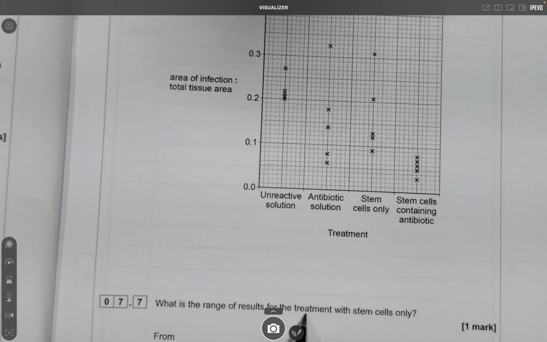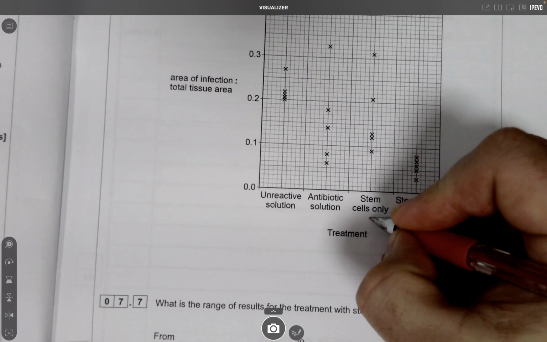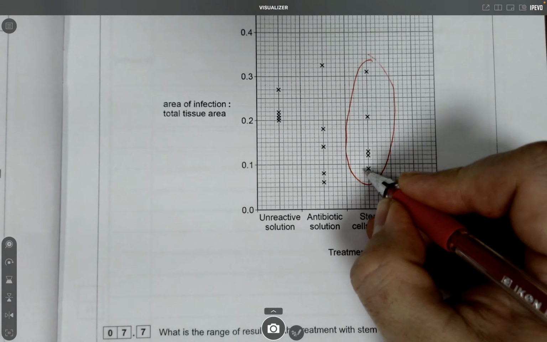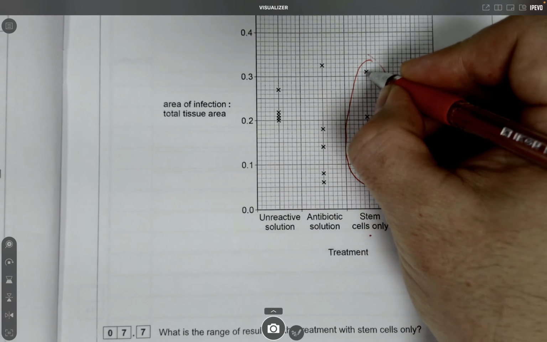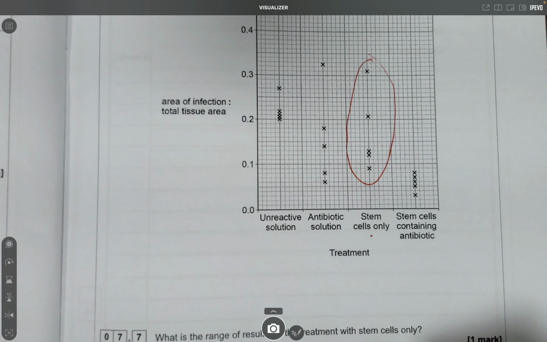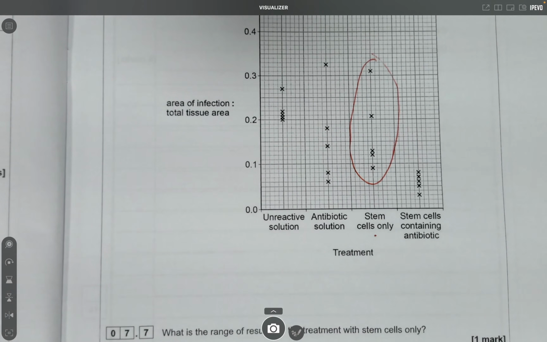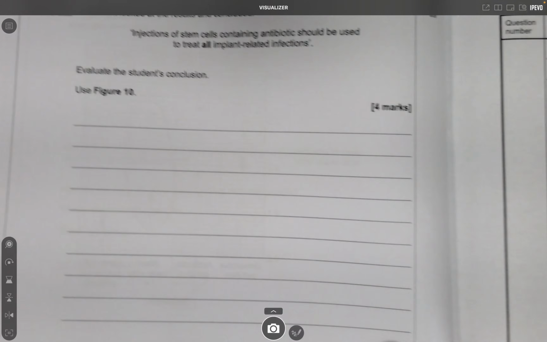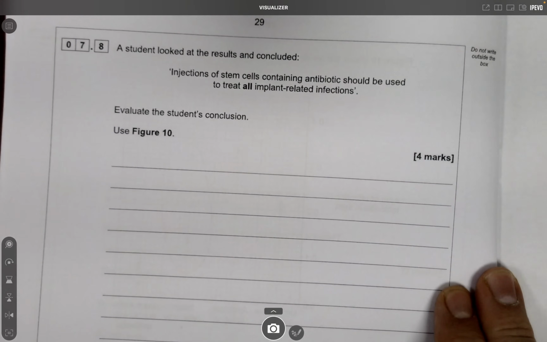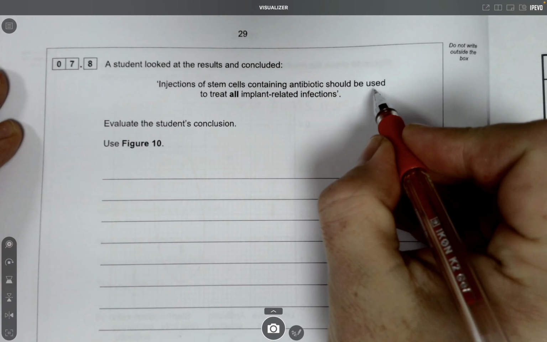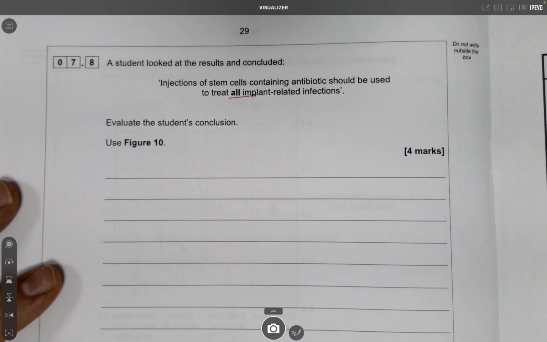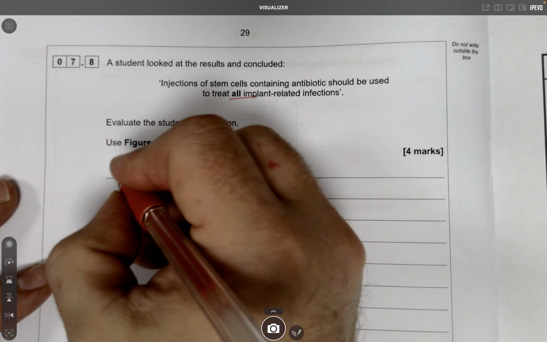What was the range of results for the treatments with stem cells only? So we're looking here. This is the range we're interested in, and our lowest one was 0.09 and our highest was 0.31. So 0.09 all the way up to 0.31. So your range is the smallest to the highest. Our last question. Somebody looked at the results. They concluded that the injection of stem cells containing the antibiotics should be used to treat all implant-related infections, and we need to evaluate it. So we need to come up with some pros, some cons, and our thoughts and feelings, so our judgment.